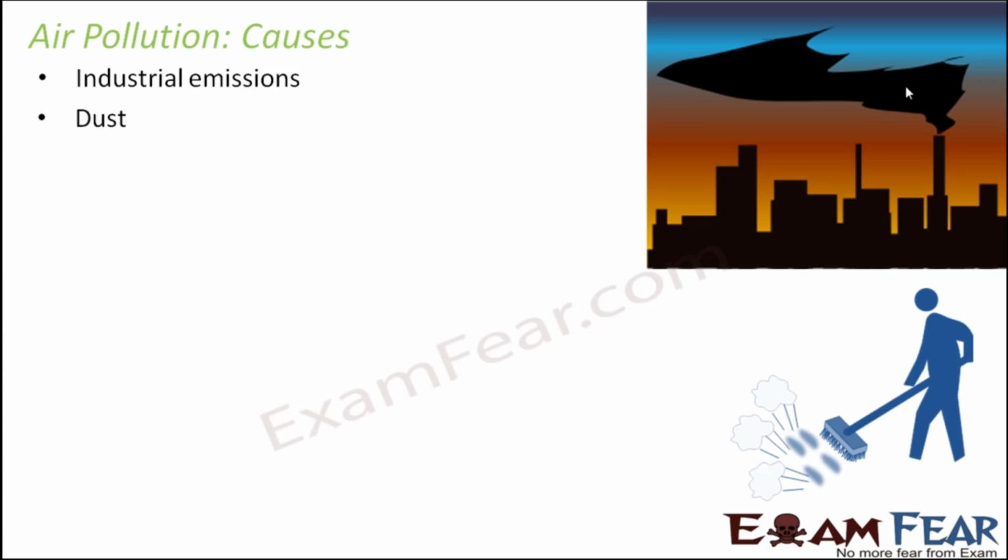Dust. Now dust from large stretches of land with little or no vegetation, because if you have too many plants or trees, what happens? The roots of the plants tend to hold the soil tightly. But when there are no plants, the soil or the sand tends to move away from one place to another. So this results in more dust. With little vegetation, you will have more dust, and this dust in turn will pollute the air.